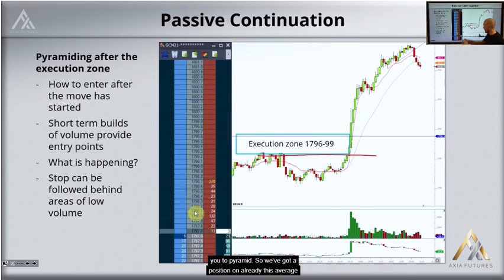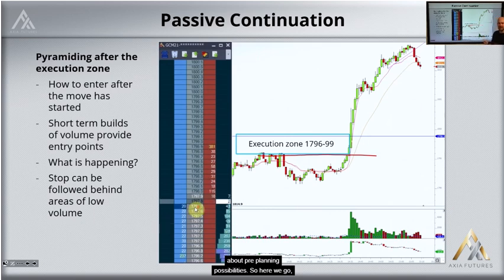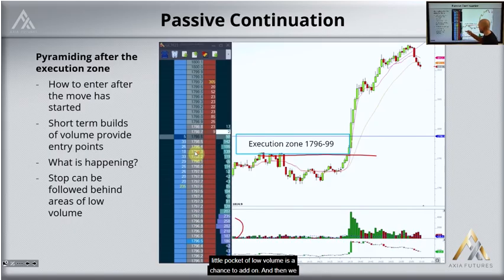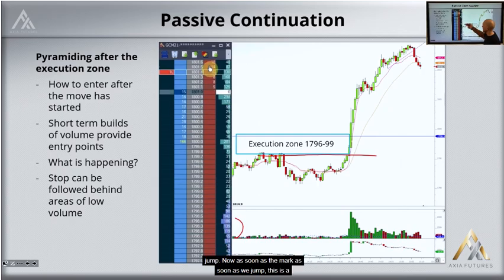So we've got a position on already. It's average price around 96.5. What you're looking for then is, once we break 99, chances to add on to this trade. And this is all about pre-planning possibilities. So here we go, we're up towards 98 3/4. That little pop of energy, that little pop of momentum, that's again left a little pocket of low volume, is a chance to add on. And then we jump.